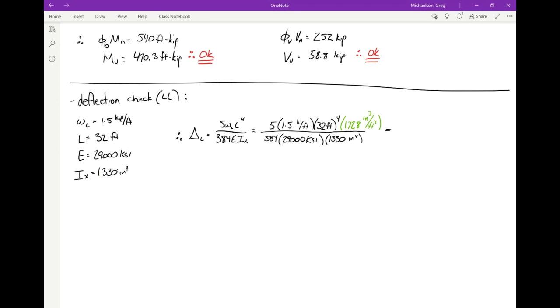I'm going to give everybody a sec to check that out. I want to see what you all get. I want to make sure you're comfortable with this. 0.917. That's exactly right. I think I got 918, but 917 is close enough.